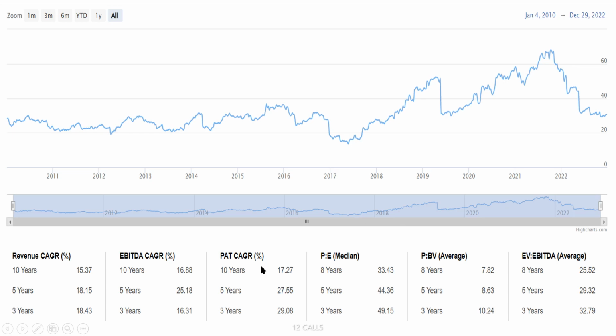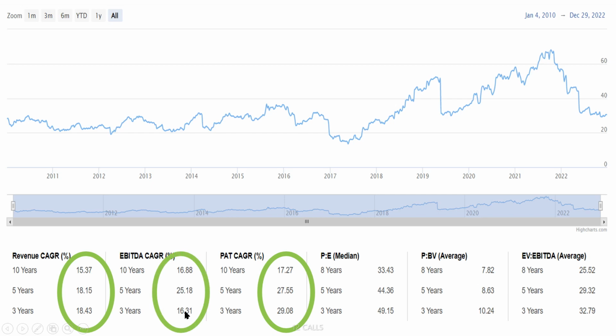Okay, let's look at some of the other parameters. If you look into profit CAGR, the last 3 years is 29% CAGR growth, the last 5 years is 27%, and the last 10 years is 17%, which is very good. Let's look into revenue. Last 3 years 18%, and consistently around 18%. Let's look into EBITDA CAGR. The last 3 years is 16%, and the last 10 years is consistently around 17%, which is very good.